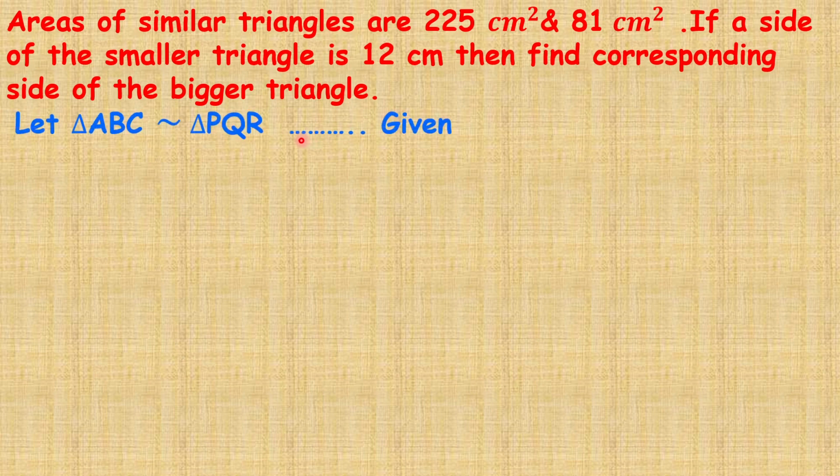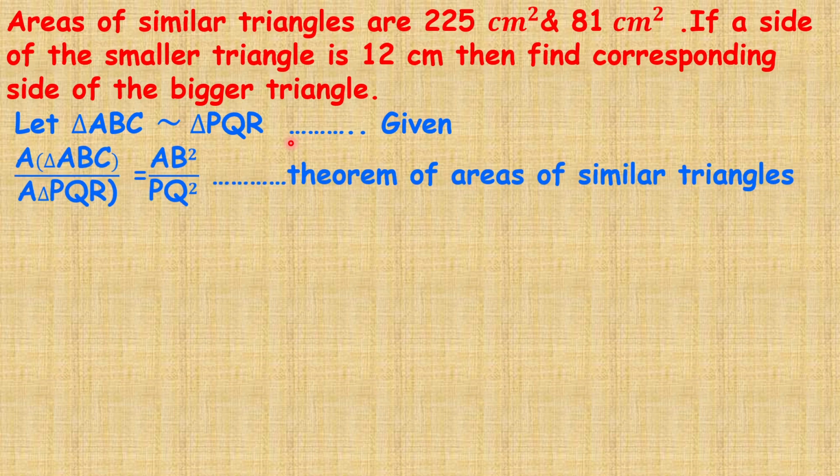Let triangle ABC and triangle PQR be similar. Therefore, the ratio of areas of these two triangles is equal to the ratio of squares of their corresponding sides. Therefore, area of triangle ABC upon area of triangle PQR is equal to AB square upon PQ square. The area is given, that means 225 upon 81 is equal to, इथं ABC चं एरिया धरलाय आपण 225, तो मोठा आहे, म्हणजेच PQR triangle हा smaller triangle आहे. We have to find the corresponding side of the bigger triangle. That means we have to find AB.